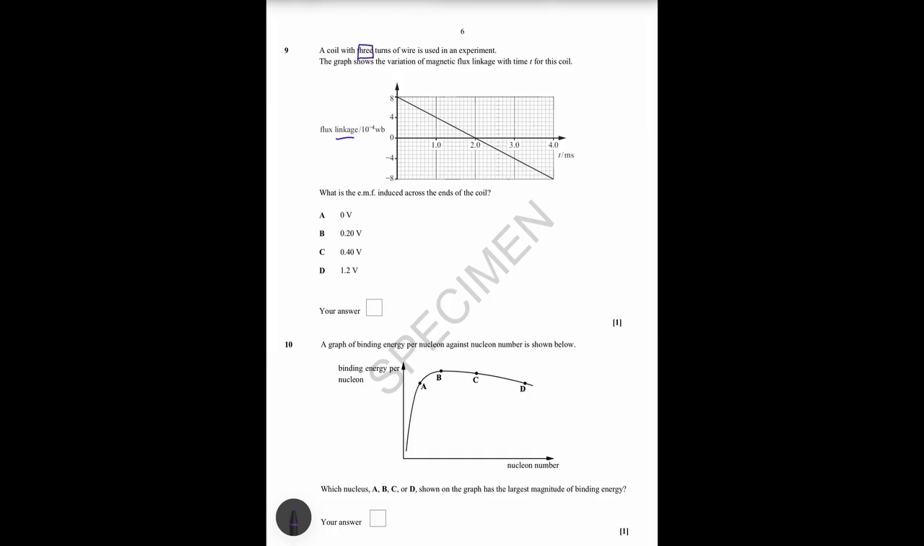Okay, so now it's saying what is the EMF induced across the ends of the coil? Well, what do I know about EMF? I know EMF is going to be equal to the rate of change of magnetic flux linkage.